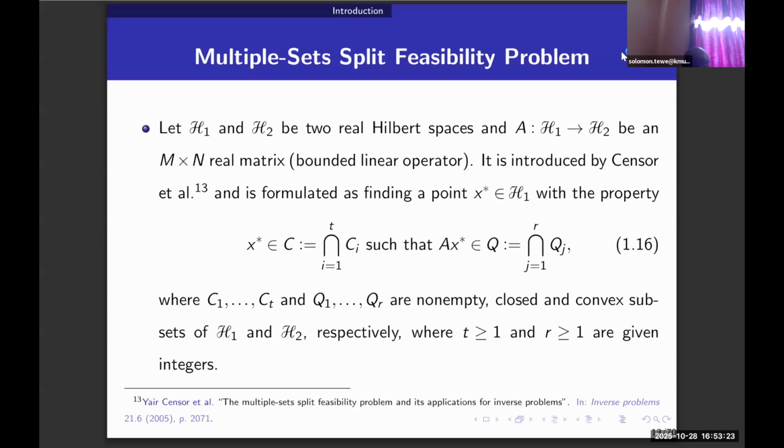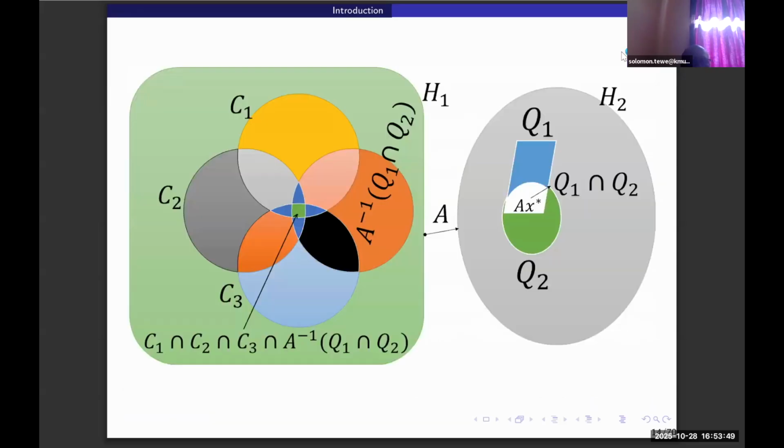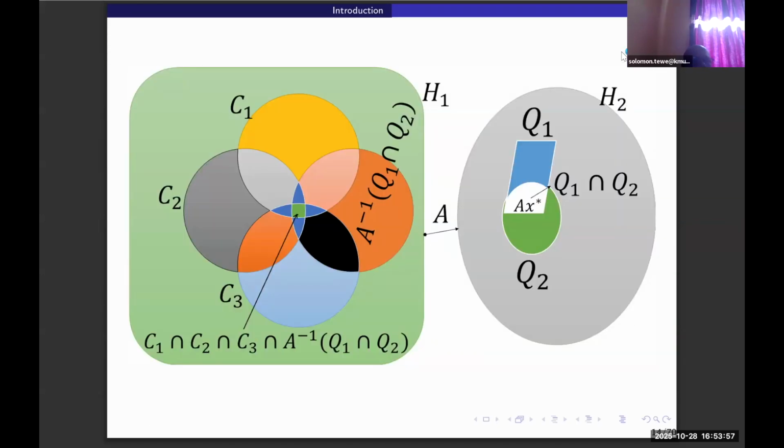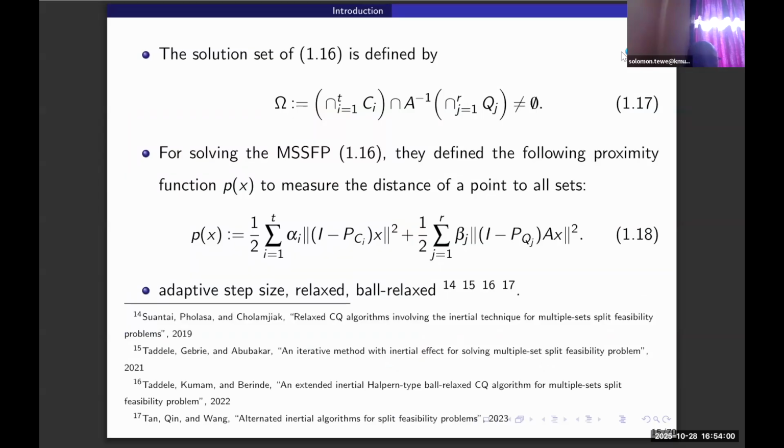And we are also working on the generalization of the split feasibility problem. The first generalization is the multiple set split feasibility problem. As you can see, it is given by equation 1.16. So if you take, for example, t equal to 1 and r equal to 1, you get simply the split feasibility problem. This is how we express the multiple set split feasibility problem with multiple output sets. And the solution set of this problem is given by 1.17, as you can see.